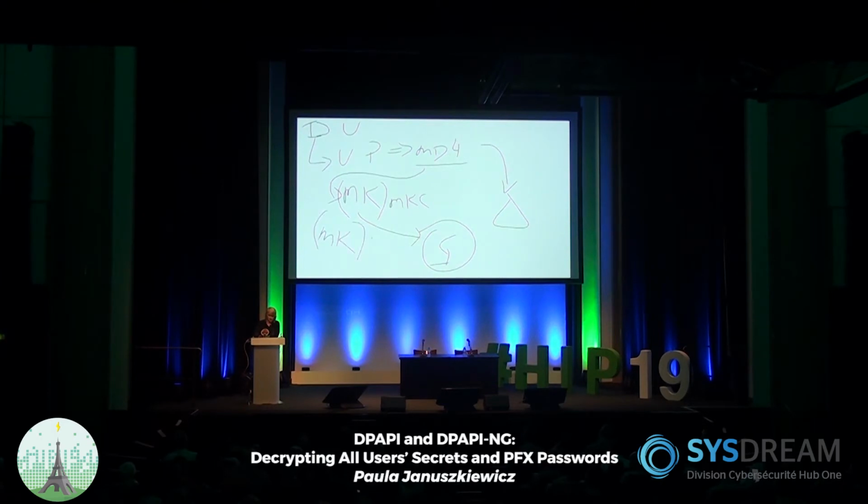Okay? Now, another part is, and this is interesting, there's another master key in the same master key container. So let's call it 1 and let's call it 2. Master key 1 is exactly the same as master key 2, but master key 2 is encrypted with the public key of the domain. Now, this is where the fun begins, by the way.